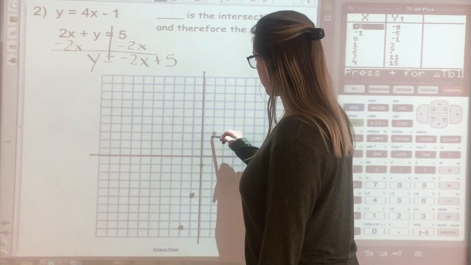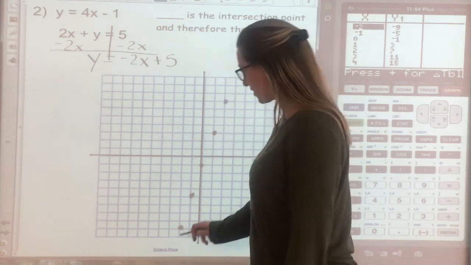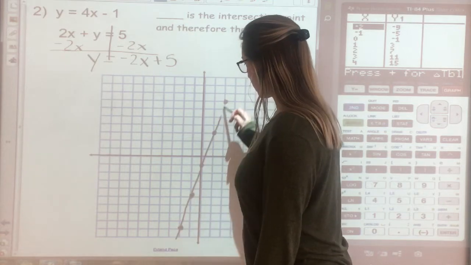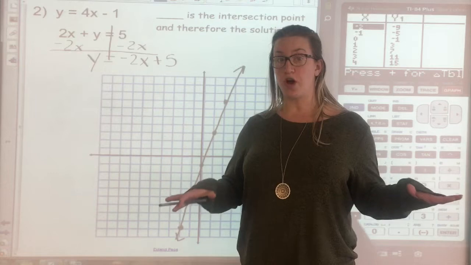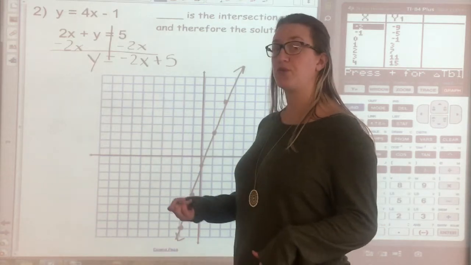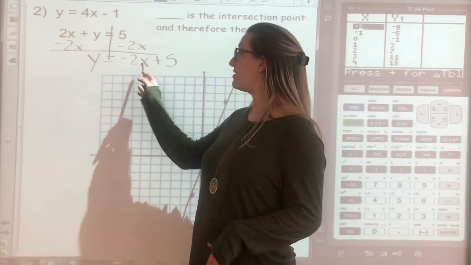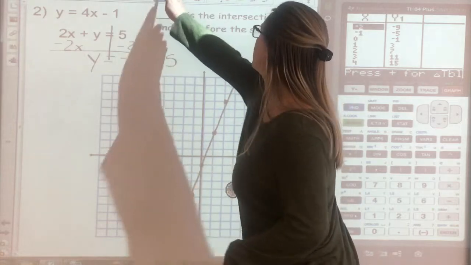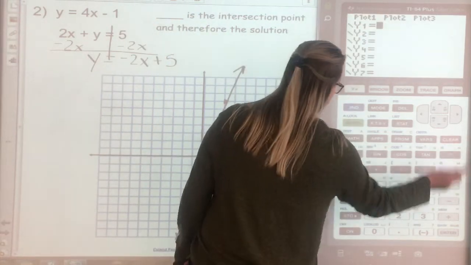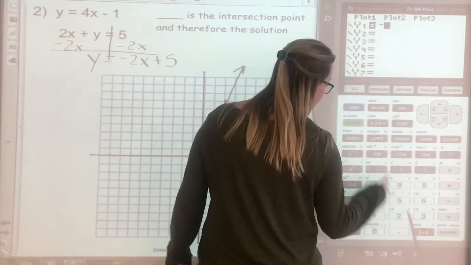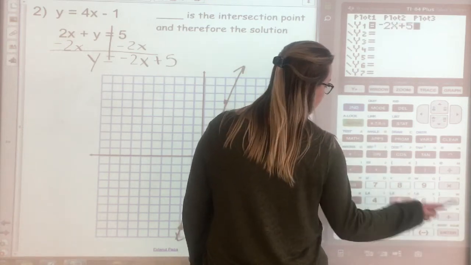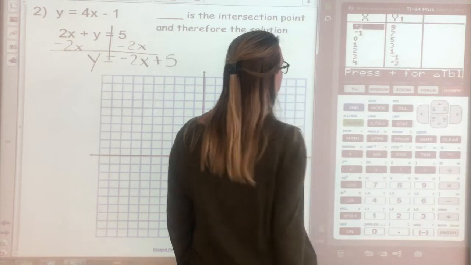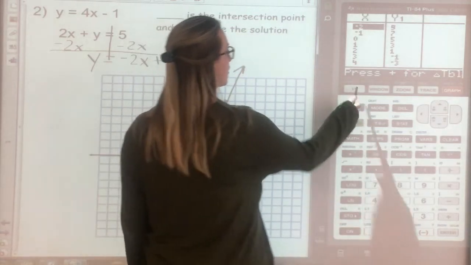Up 4 to the right 1, up 4 to the right 1. So connect the dots, or connect the points rather, and draw your line. Equation 1, done. Now we're going to move on to equation 2. Y equals -2x plus 5. So back to y equals, and type in -2x plus 5. Take a look at our table, and here are the points that we are going to graph.